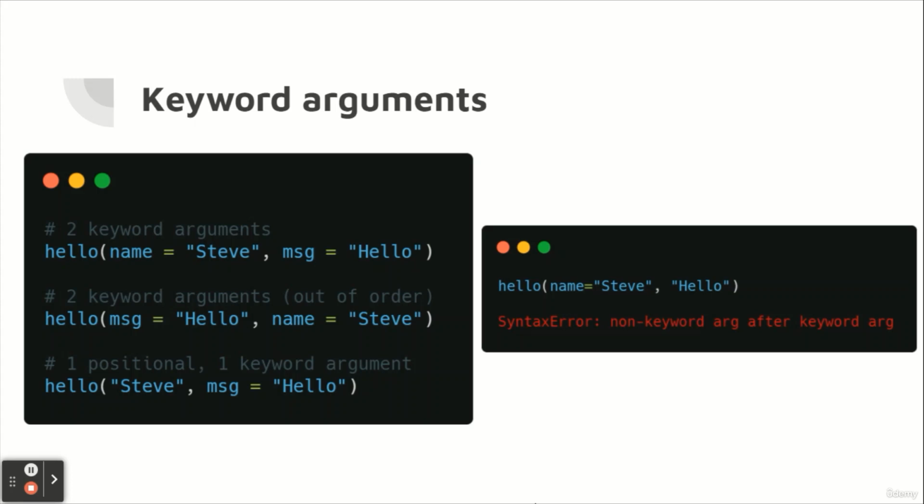But we must keep in mind that keyword arguments must follow positional arguments. Having positional argument after keyword argument will result in error. Example is demonstrated in the last image.